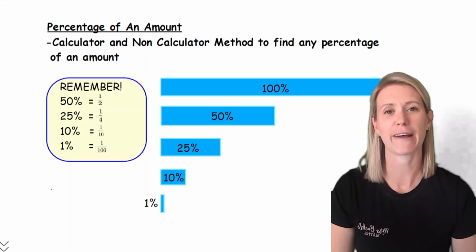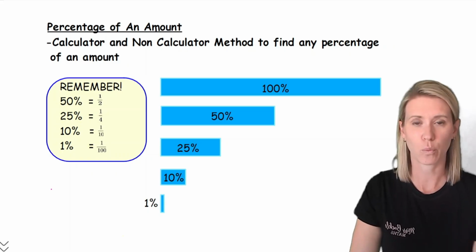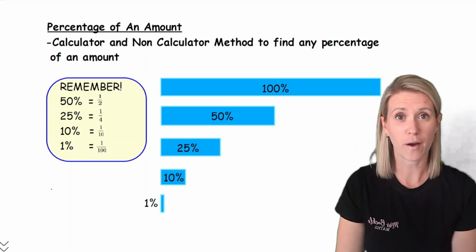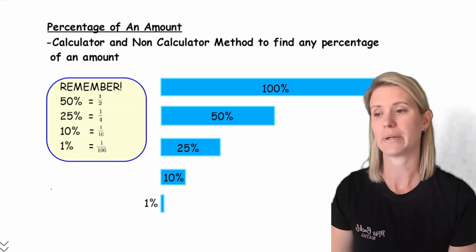Let me take you through how to find a percentage of an amount both without a calculator and with a calculator. So these could appear on either paper in your Maths GCSE. First of all, there are 4 key things that we need to remember.